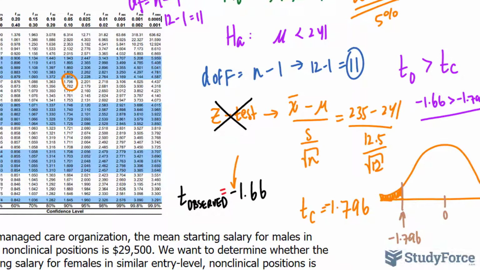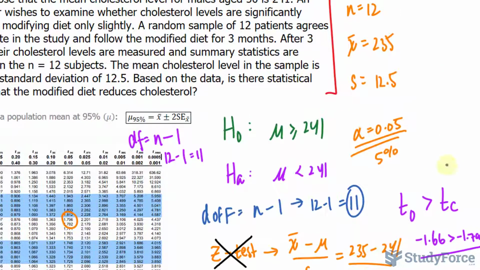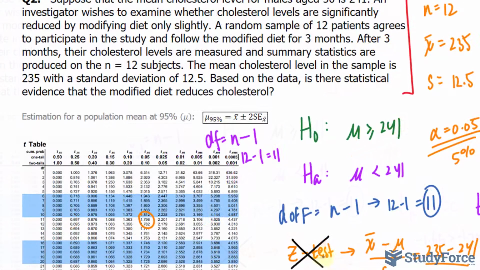So in this particular case, we cannot reject that the average is greater or equal to 241. To interpret that differently, we don't have enough evidence at 0.05 significance level to conclude that the average cholesterol level has been reduced because of this diet. That's our answer for question number 2.